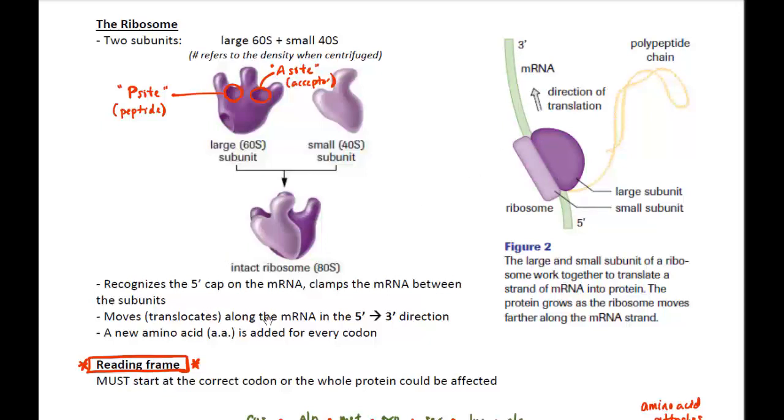It's very important. So we've also got the moving or the translocation of the ribosome moving along there. It also moves in the 5' to 3' direction. Okay? And a new amino acid gets added in every time it reads a codon. Every time it sees the 3 nucleotides, it's going to add in the correct amino acid.